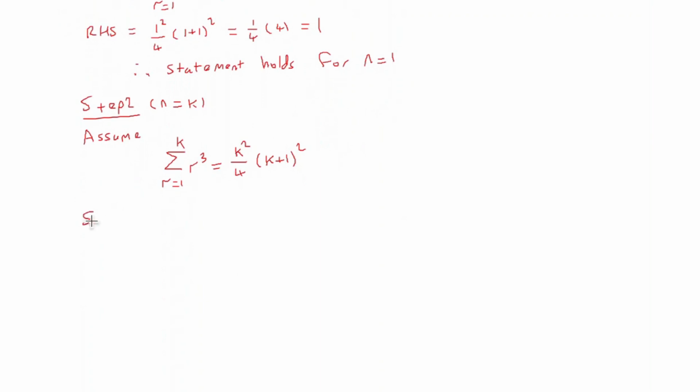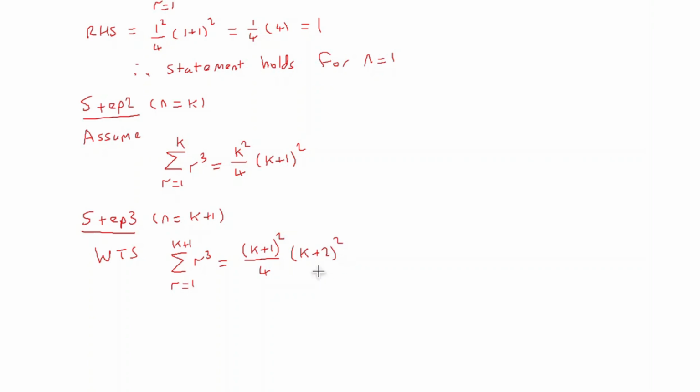With our assumption in place, we move on to the inductive step, step 3, which is when n is equal to k plus 1. And what we want to show is that the sum from r equals 1 up to k plus 1 of r cubed is equal to k plus 1 squared over 4 times k plus 1 plus 1, which is k plus 2 squared.